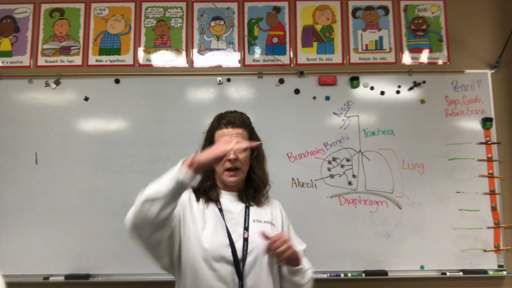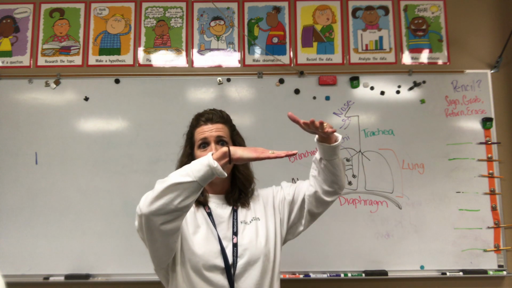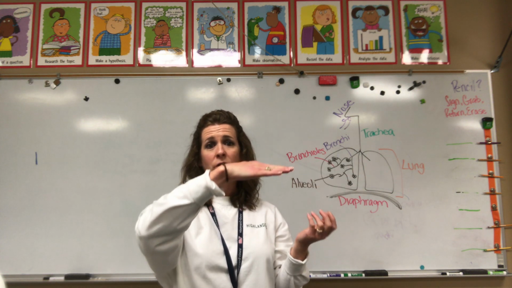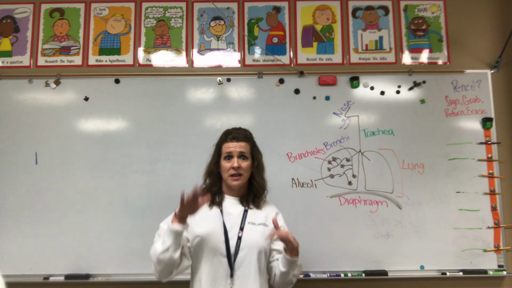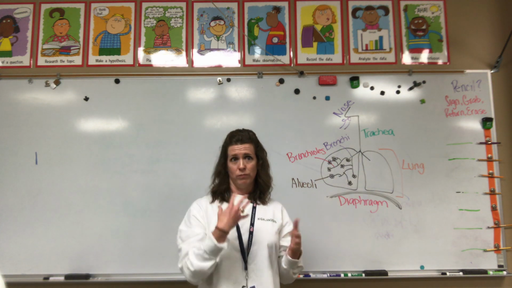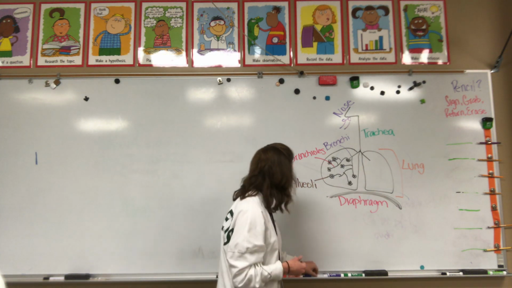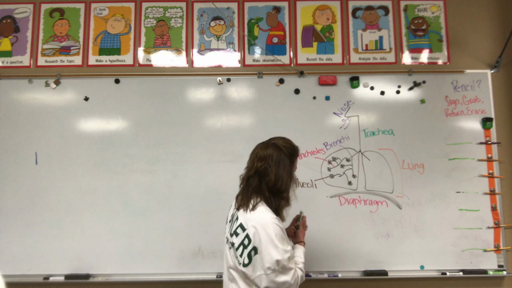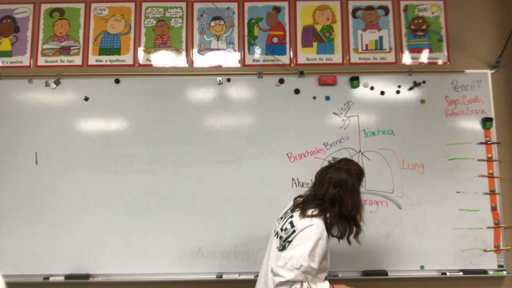Your ribs kind of go up and out. So when the diaphragm contracts, it flattens out and the ribs lift up. That allows room for your lungs to take in oxygen, and it allows them to get big. That's a change in air pressure, which allows the oxygen to rush into your lungs. So on an inhale, your diaphragm is going to come down and flatten.